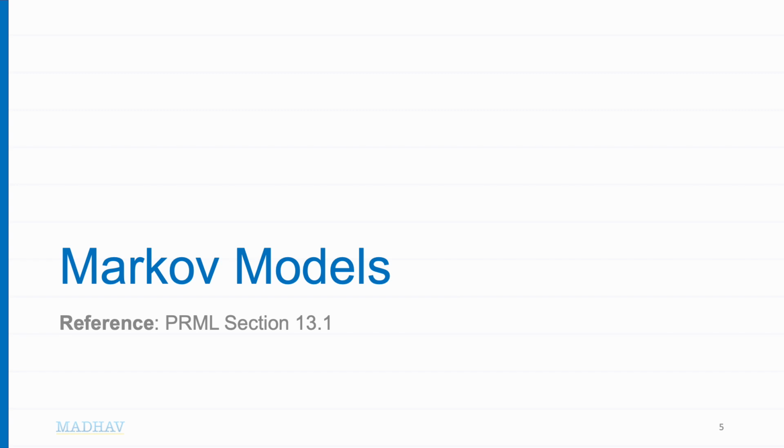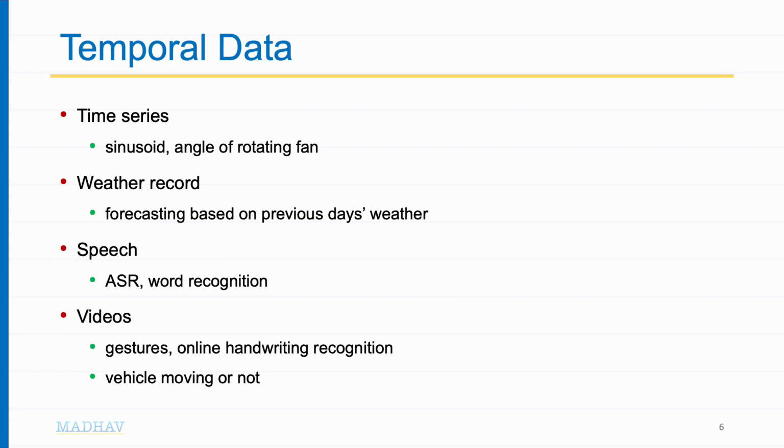So we're going to discuss Markov models, which I would say are the simplest way to understand time series, or dynamically evolving data, or data which evolves with time. Dynamic means changing with time. The reference is the book PRML, section 13.1. Chapter 13 is all about sequential data, and Markov models are discussed in the first part.